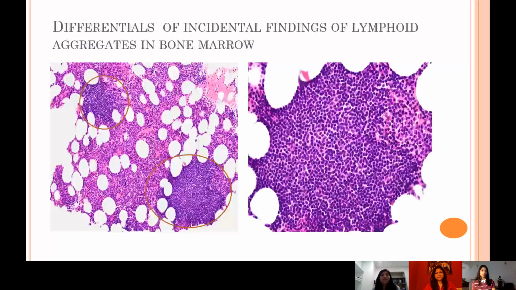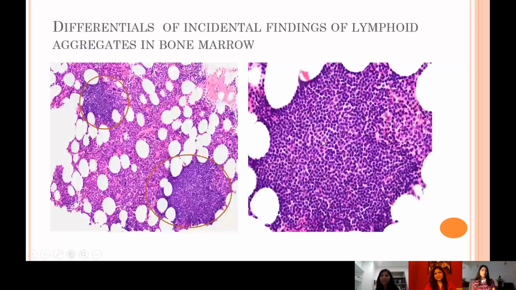So for example, we get these kinds of biopsies when we find incidental lymphoid aggregates in bone marrow. The bone marrow was done for some other reason, but then we start seeing these aggregates. On the left-hand side, this is a bone marrow aspirate, and we are seeing these two clusters here. First of all, these clusters have different sizes. They have an infiltrative pattern. Here you can see these are infiltrating into the fat cells. They don't have any well-defined concentric margin.